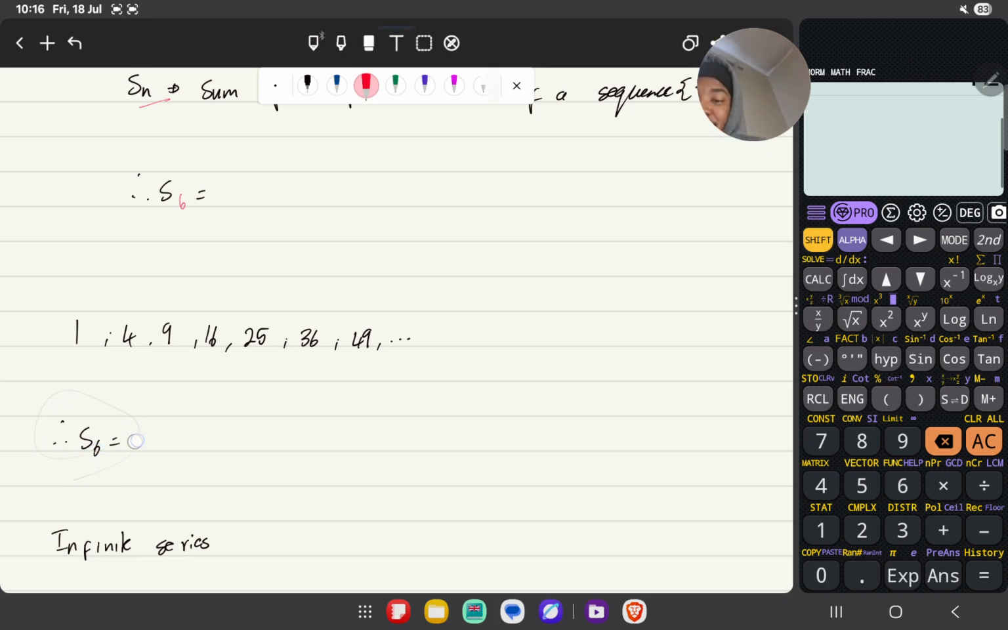So if I say S6, I'm saying give me 1 plus 4 plus 9 plus 16 plus 25 plus 36. That is term 1, term 2, term 3, term 4, term 5, term 6. You add all these numbers and you get your answer, which is S6, the sum of the first six terms.